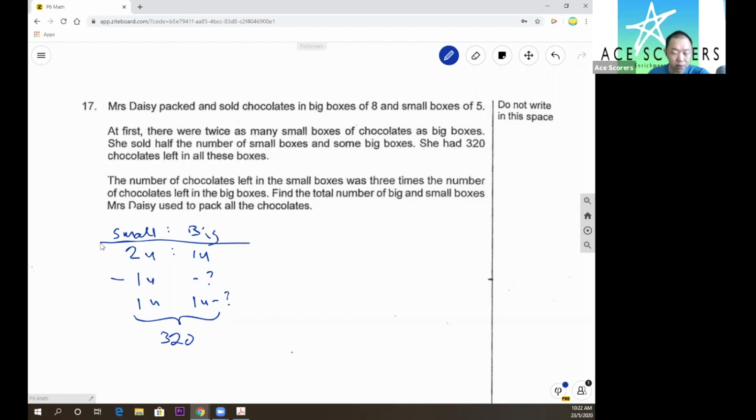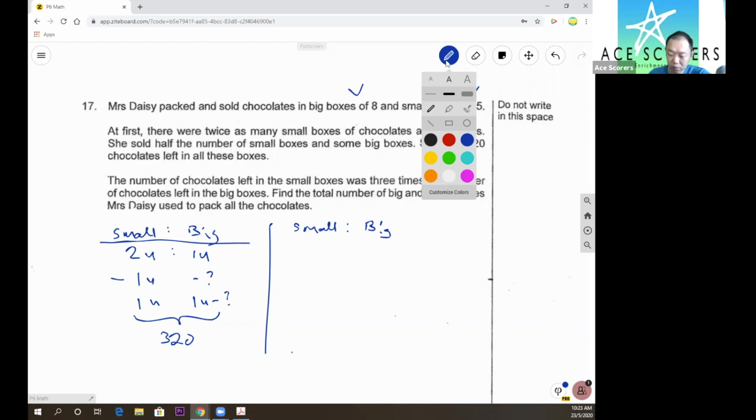Alright, what we can do is find VU first. What do we mean by VU? Small is to big. Now instead of using the number of boxes, I multiply by the value. The value is the number of chocolates inside the box. So I'm going to write a new equation here. These 2 units, because each box has 5, becomes 10 VU. Got it? Because 2 times 5 is 10.